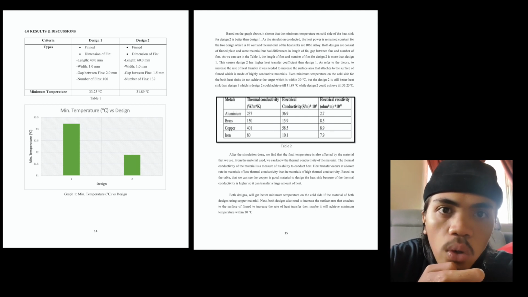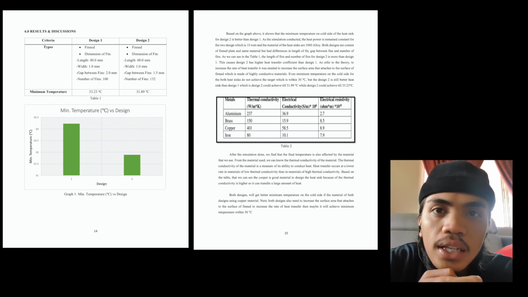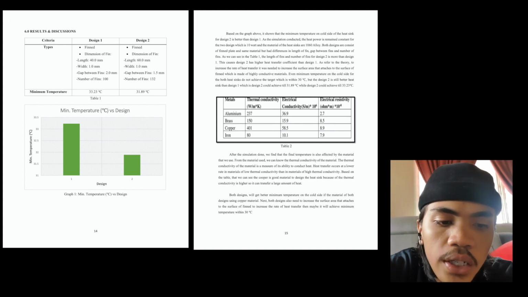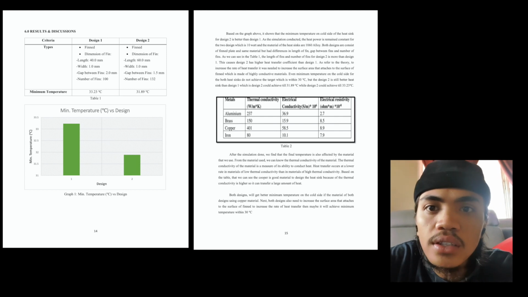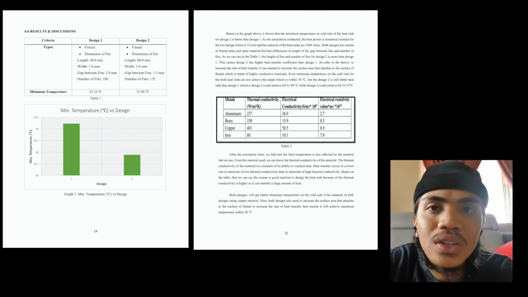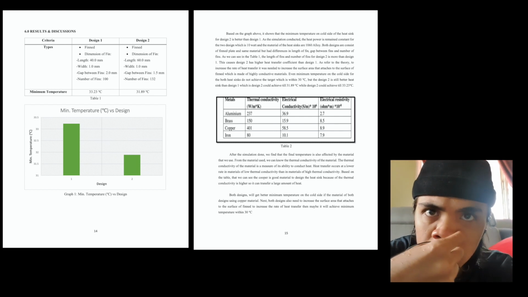As we can see in table 1, the length of fins in design 2 is more than design 1. That's why for design 2 the minimum temperature we got is 31.89 degrees Celsius, while for design 1 we achieve 33.23 degrees Celsius.